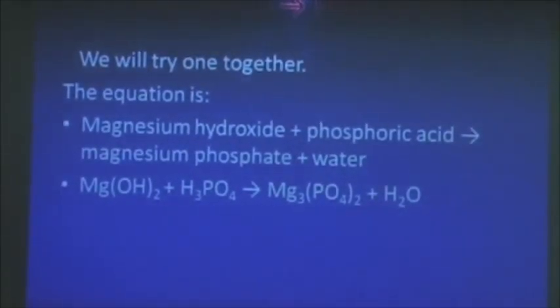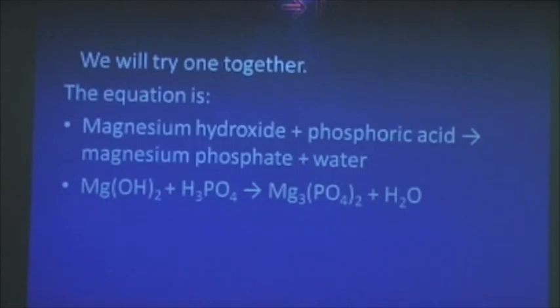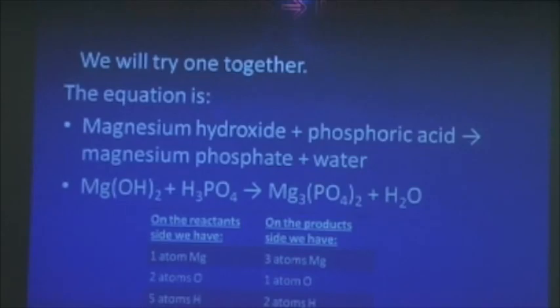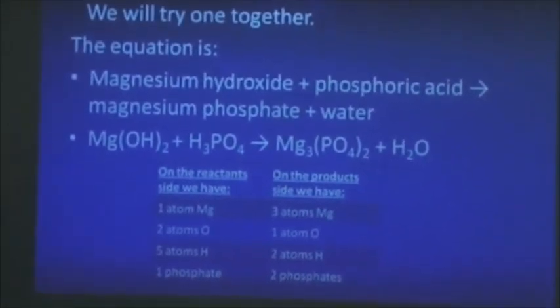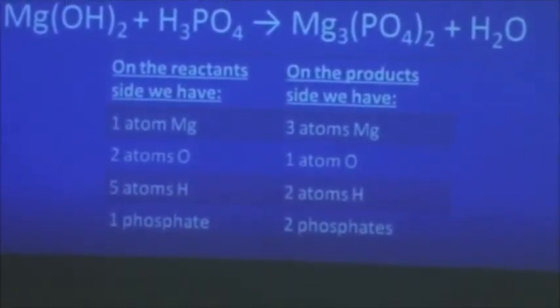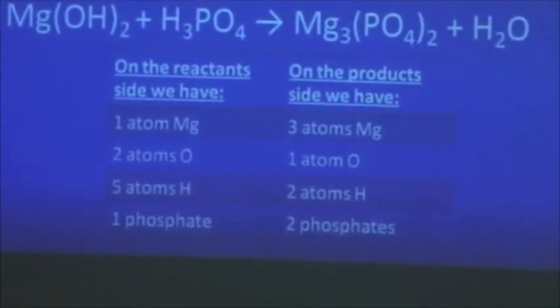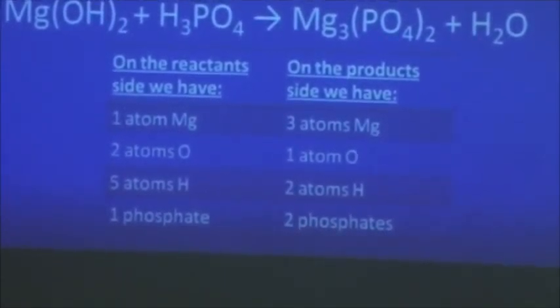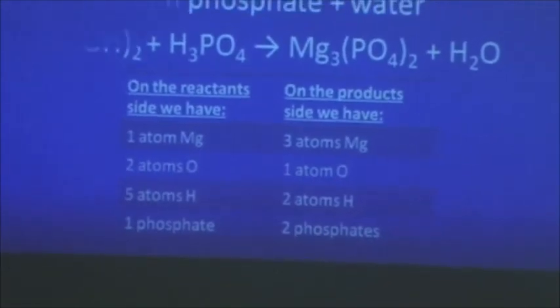The equation is magnesium hydroxide plus phosphoric acid makes magnesium phosphate plus water. This is the equation. On the reactant side we have 1 atom magnesium, 2 atoms oxygen, 5 atoms hydrogen and 1 phosphate. On the product side we have 3 atoms magnesium, 1 atom oxygen, 2 atoms hydrogen and 2 phosphates.